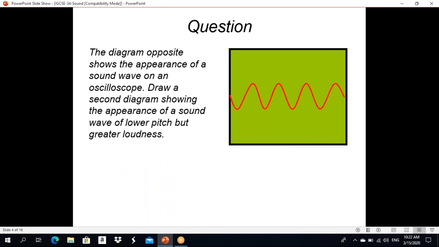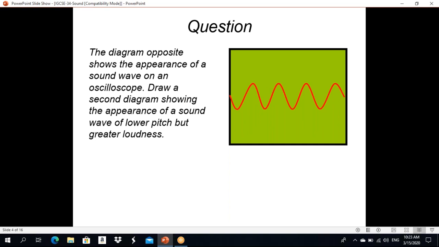Look at this question, please. Let's read and solve it together. The diagram opposite shows the appearance of a sound wave on an oscilloscope. Draw a second diagram showing the appearance of a sound wave of lower pitch but greater loudness. So pause the video and try to solve it, please. Now I will explain this question. First, let's look at its answer and I will explain its answer.